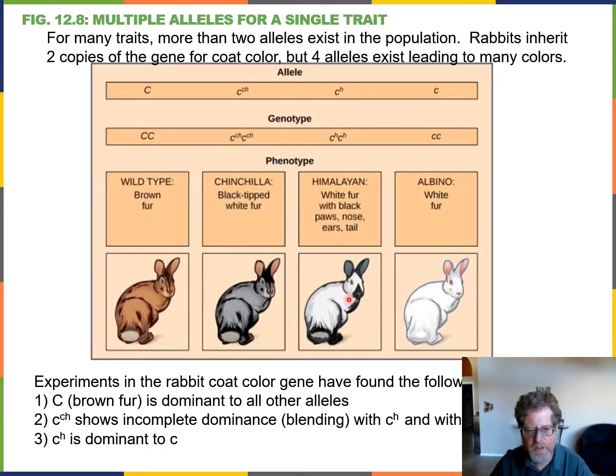Okay? So it's called multiple alleles because it's still caused by a single gene on a chromosome. Everybody gets 2 copies of that gene, but within the population, 4 different alleles, 4 different forms exist. And that's pretty common that more than 2 forms exist. So if Mendel looked at coat color, he'd say, oh, this is too complicated, I'm not going to study it. And it is complicated.